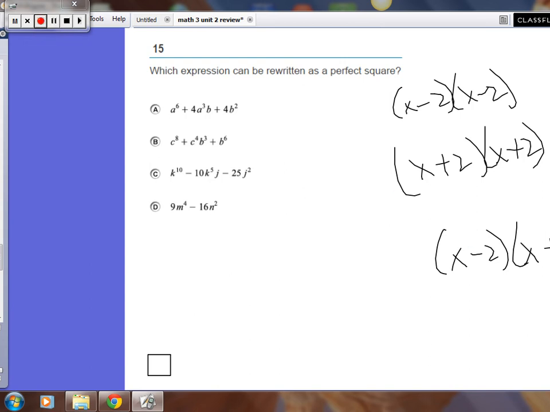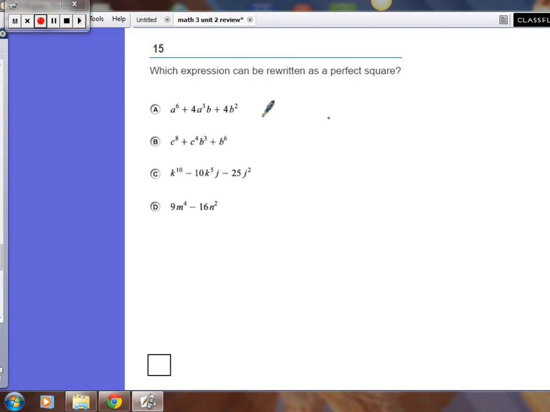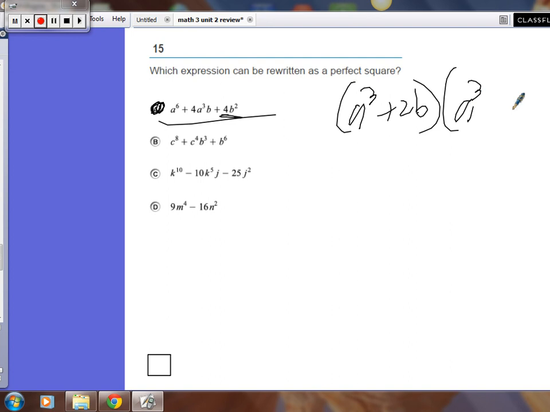So we're gonna go with A. A is the answer. If you factor this, it's gonna factor to a cubed plus 2b. And if I times that by a cubed plus 2b, now when I distribute, a cubed times a cubed, that's going to be a to the 6th.